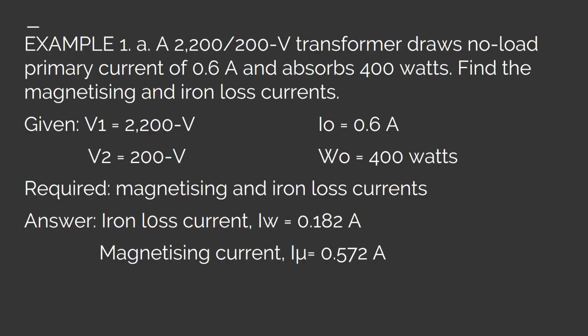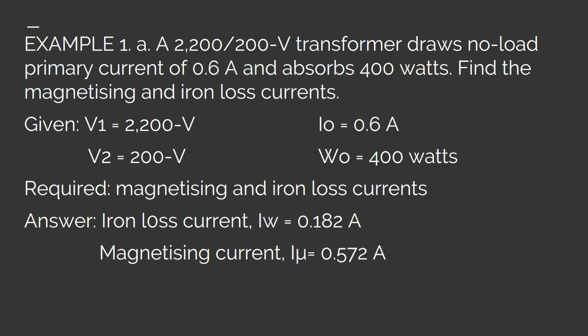For our example 1A, a 2200 volts primary and 200 volts secondary transformer draws a no-load primary current of 0.6 ampere and absorbs 400 watts. Find the magnetizing and iron loss currents. So our given primary voltage is equal to 2200 volts, and our secondary voltage is 200 volts. So as you can see, this is a step-down transformer, since the voltage has stepped down from 2200 volts to 200 volts.